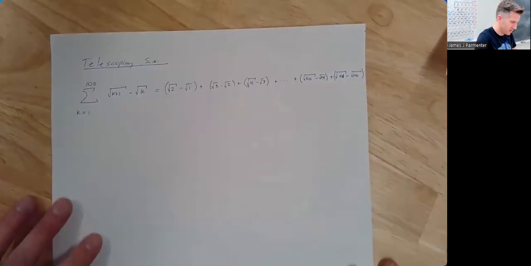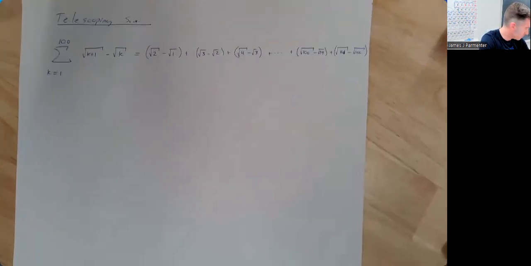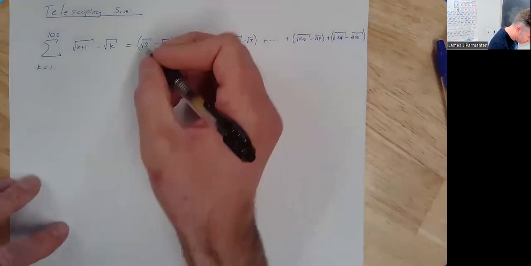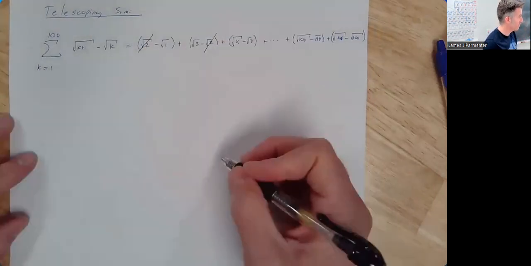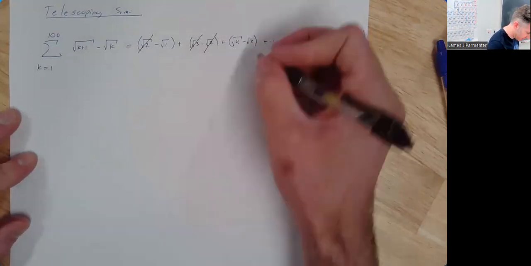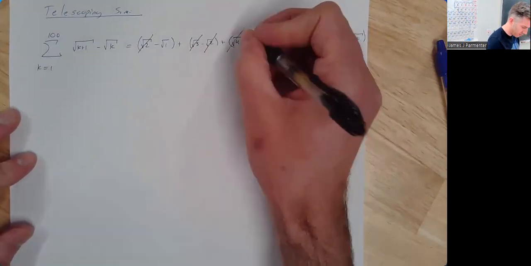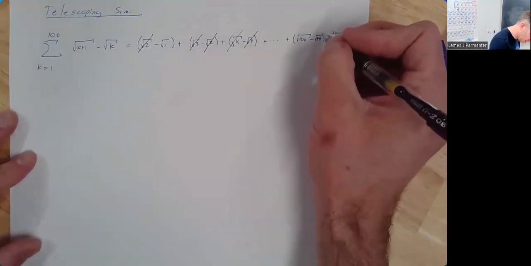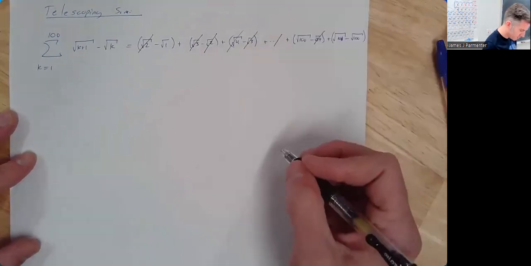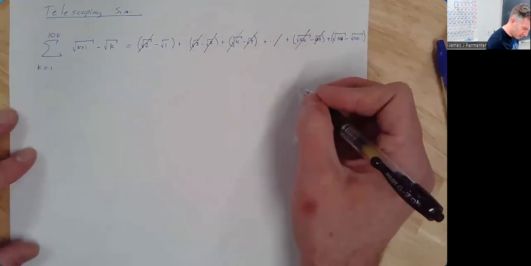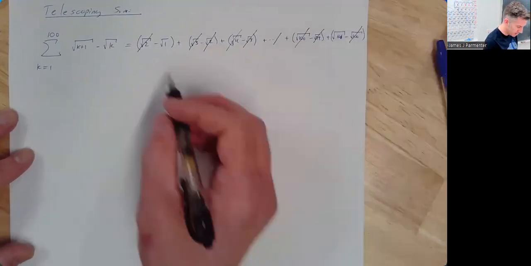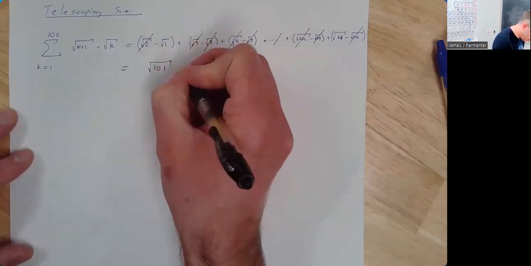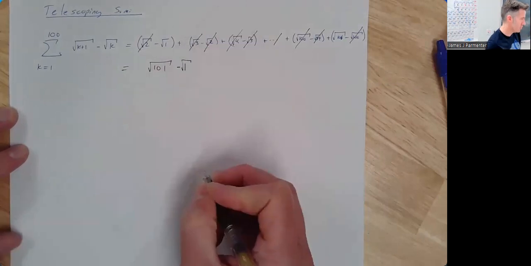But if we look a little closer here, we can see that a lot of things are going to cancel. This positive square root of 2 and this negative square root of 2 cancel out. This positive square root of 3 and this negative square root of 3 cancel out. This positive root 4 and the negative root 4 that would be over here would cancel out. All the way up to the negative root 99 here would cancel out with the positive root 99 that came before it. The positive root 100 would cancel out with the negative root 100 right there. And you end up with just this and this. It's going to equal the square root of 101 minus the square root of 1, which is just square root of 101 minus 1.